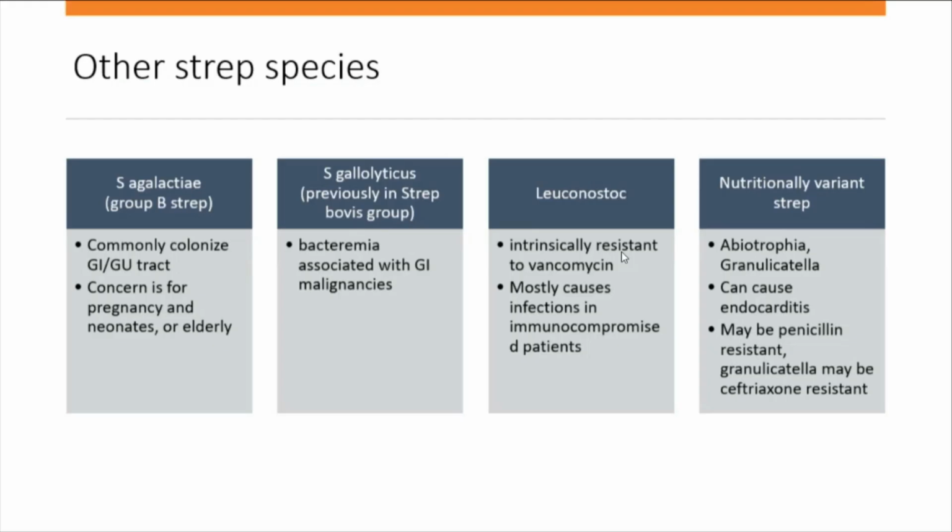Leuconostoc is in the strep family. We had a case of this causing either endocarditis or a joint infection. Yeah, it's intrinsically resistant to vancomycin, which is sort of fun. A fact to know about it. None of these are very common. Nutritionally variant strep, you know, the Abiotrophia, Granulicatella, the ones that can cause endocarditis. And I just look them up if those come up.